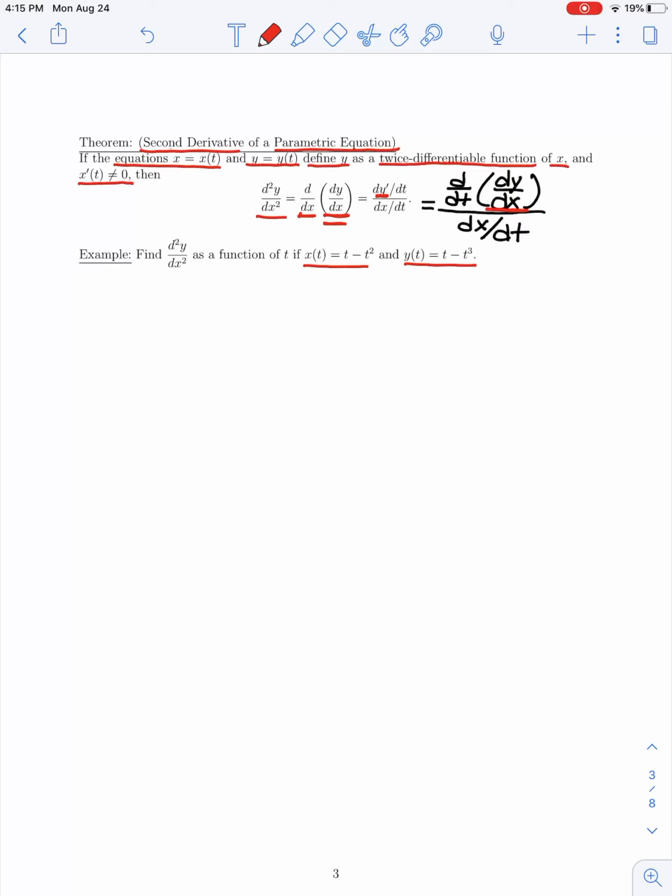So in order to find the second derivative, we have to find our first derivative. Let us start by finding the first derivative, dy/dx, which we've already seen is given by the ratio y prime of t over x prime of t. For our numerator, y prime, we have 1 minus 3t squared. And then we're dividing by x prime, which would be 1 minus 2t.